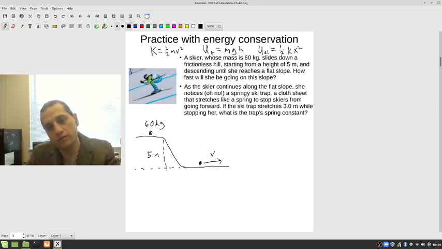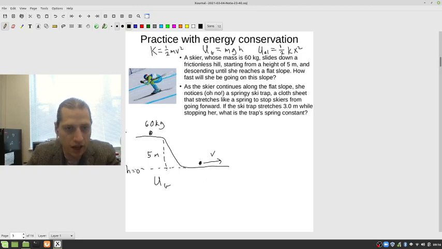Okay, well, this is sort of a baby question, but I'm willing to do it. What kind of energy does she have at the top? She has gravitational potential energy. What kind of energy does she have at the bottom? If we have this height at 0, this height at 5 meters, we can say that the gravitational potential energy there is 0, and all of her energy that we need to care about is the kinetic energy.